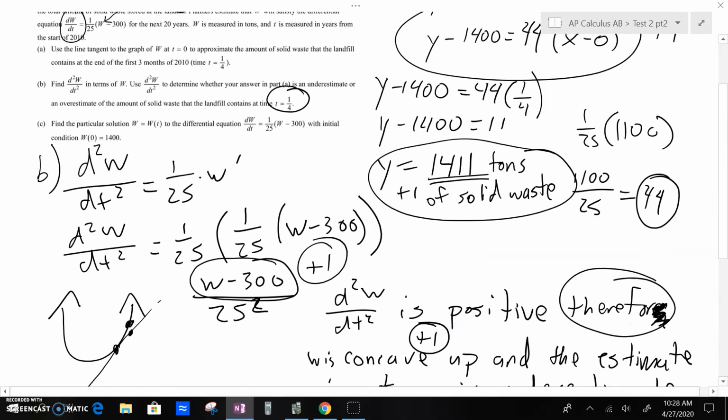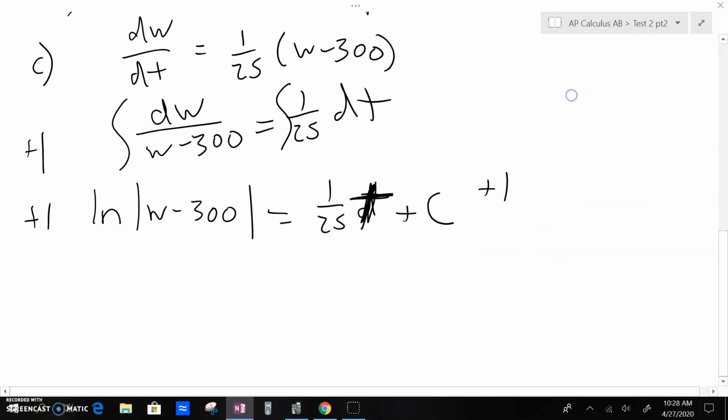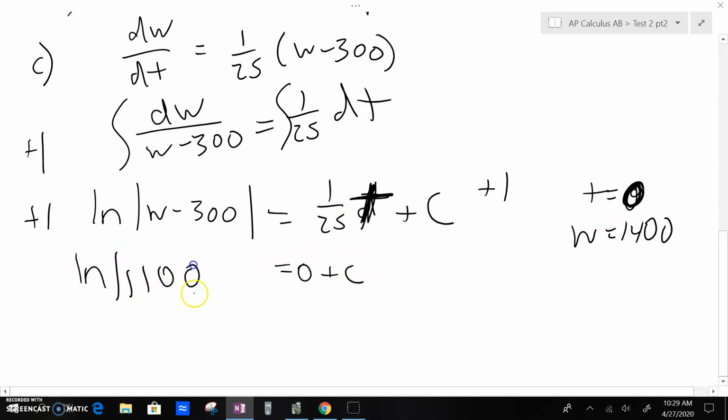We then need to plug in some sort of initial condition, and that's this one. They reiterate it here, but at time 0, our waste is 1400. That's the most interesting zero I've ever drawn. So t equals 0, waste is 1400. I'm going to use that to solve for c. So 0 goes in, that zeroes this thing out, plus c, and then I've got ln of 1100, and that's my c. So c is ln of 1100.